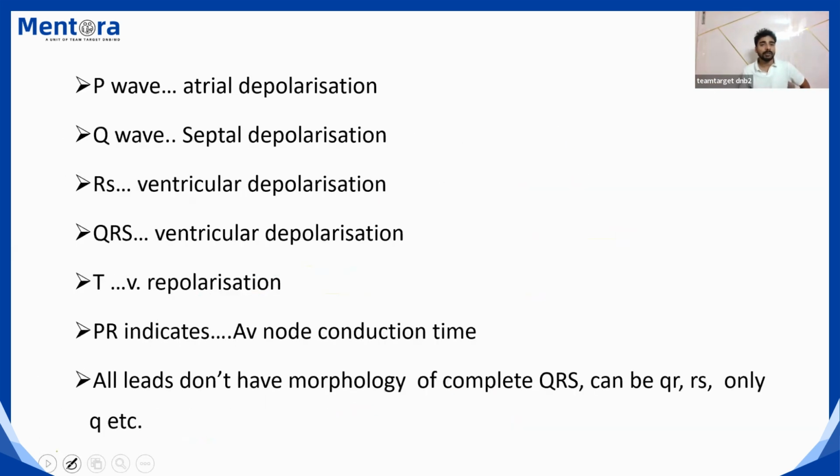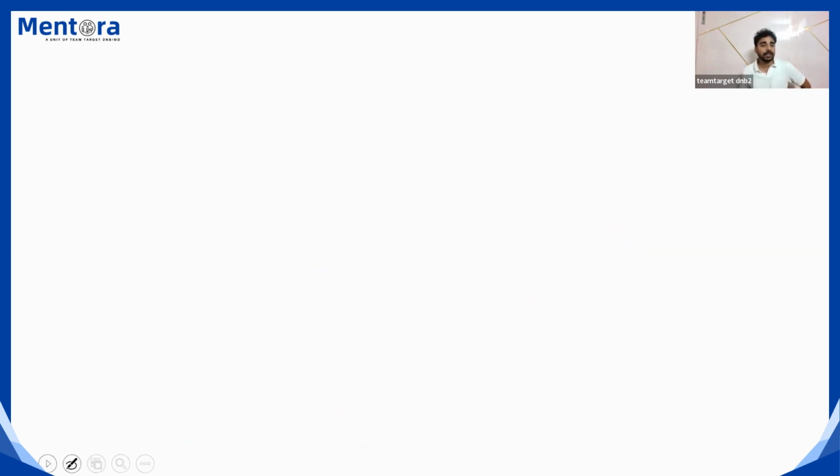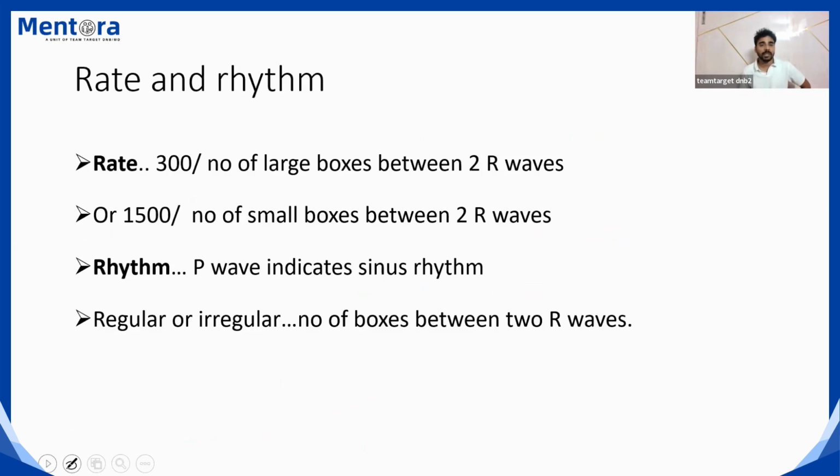Okay. So this is what I mentioned here. The P wave represents your atrial depolarization. Yes, we know already. And the Q wave represents septal depolarization. The QRS represents your ventricular depolarization, and the T wave represents ventricular repolarization. And the PR interval indicates AV node conduction time. Very important points. Simple, very basic. Okay, then on to our next slide.